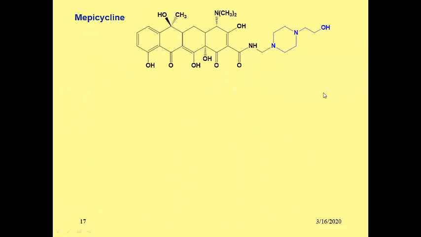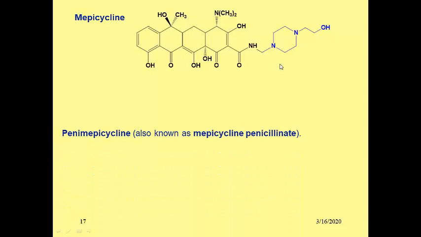Mucocycline, amino alkylation, prodrug. It is used as mucocycline penicillinate. Gram positive and gram negative: gram positive penicillin and gram negative tetracycline. One acts on protein synthesis, the other acts on cell wall biosynthesis. So there is a synergism effect.